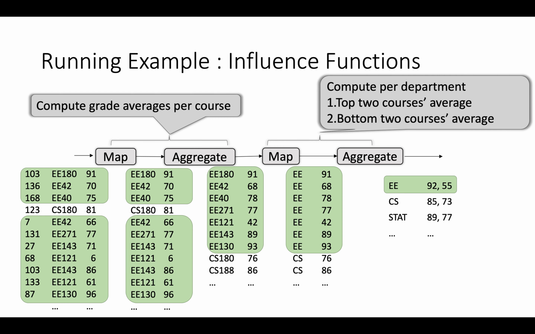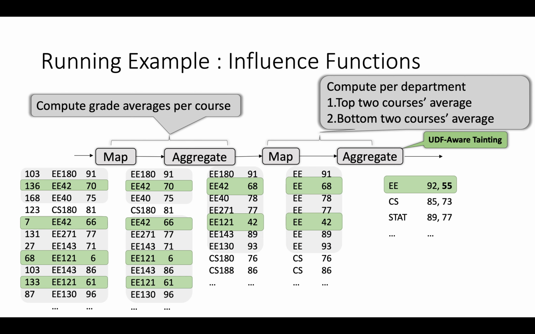To see influence functions in practice, we can return to our original example. So starting with the provenance-only trace, we applied UDF-aware tainting on the second aggregation to help narrow down our input trace. And now we can apply a bottom one influence function to retain only the input record with the lowest value for each aggregation key in the first stage. And in doing so, we can reduce our provenance even more.